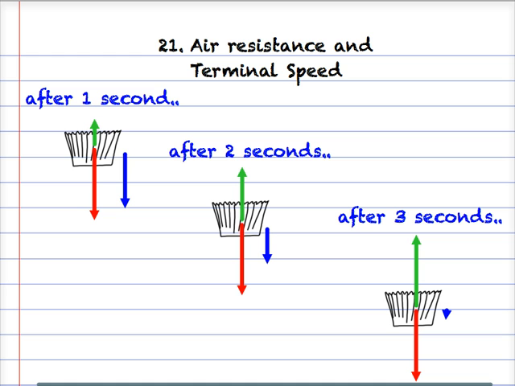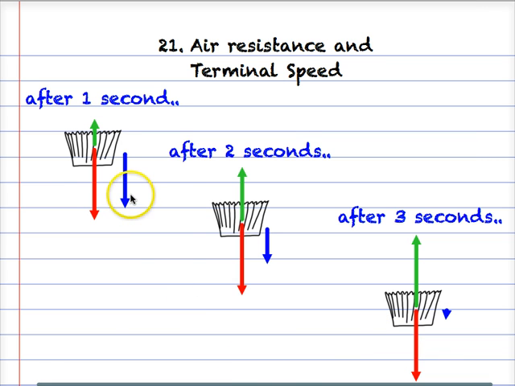So these diagrams show the coffee filter after 1 second, 2 seconds, and 3 seconds. The down arrow, the red arrow, shows the weight of the coffee filter, and we can see that that's constant, it doesn't change. The green arrow represents the air resistance that the coffee filter experiences. We can see that after 1 second, because it's only moving slowly, the air resistance is quite small. After 2 seconds, it's traveling faster, so the air resistance is bigger, but still not as big as the weight. After 3 seconds, though, the air resistance has reached its maximum value and is equal to the weight. And at this position, we have reached terminal speed.